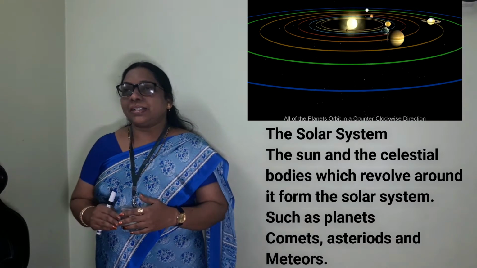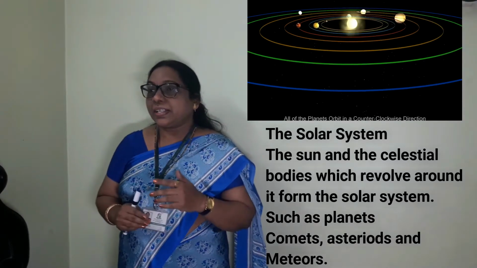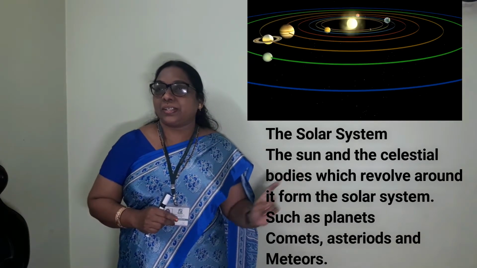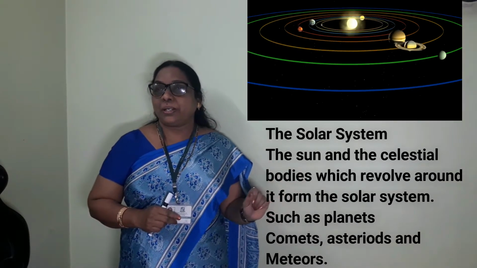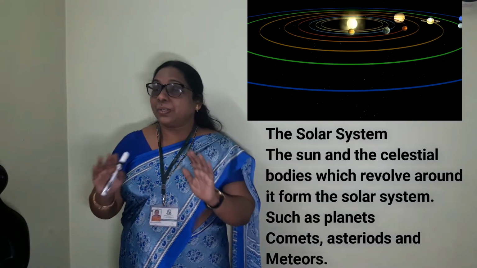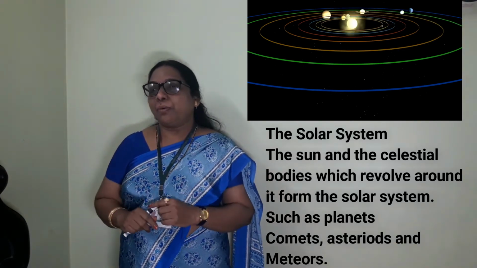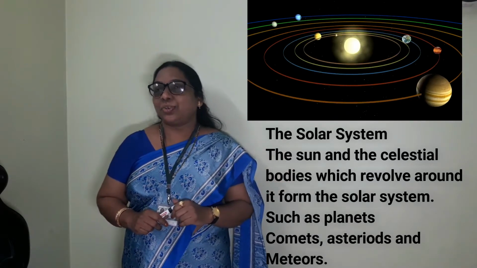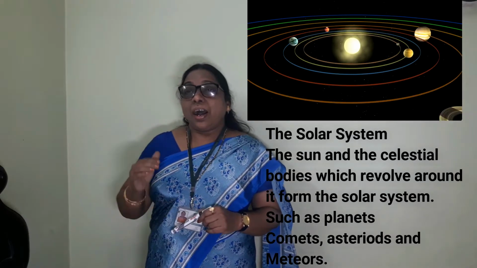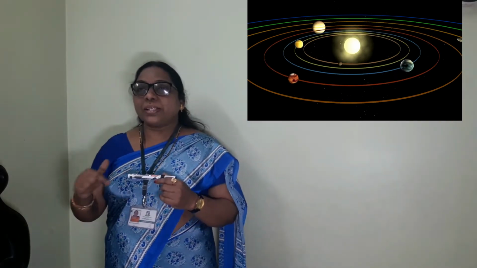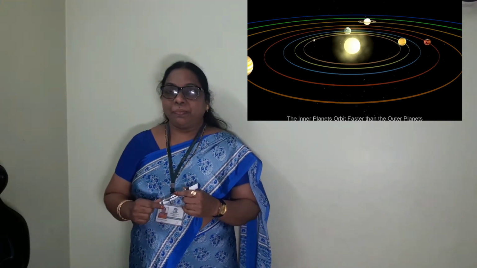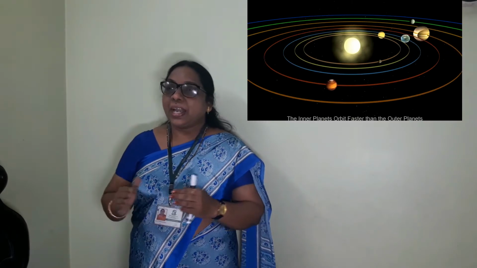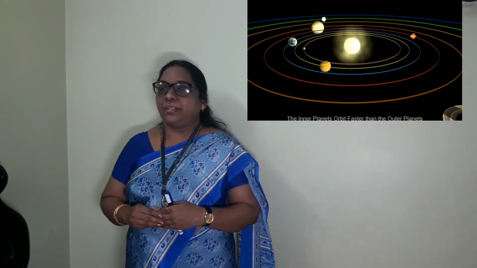The solar system consists of a large number of bodies such as planets, comets, asteroids and meteors. Look at this particular picture and we can see that the solar system consists of a large number of bodies such as planets, comets, asteroids and meteoroids. How is it possible that these objects revolve around the sun? There is a gravitational attraction between the sun and these objects that keeps them revolving.